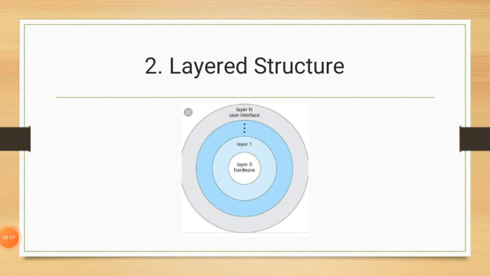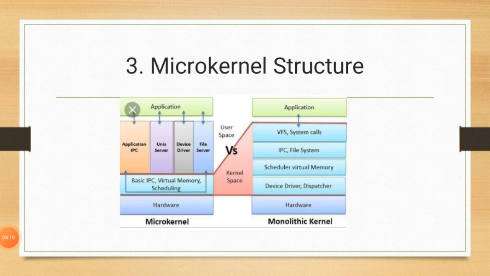Okay, so next is the microkernel structure. In this diagram I have mentioned both the microkernel and the monolithic kernel. As I told, in monolithic, the whole work is going to be done only by the kernel mode. There are two modes under the operating system, user mode and kernel mode, that we have already discussed in the second video. So in monolithic all the work is performed by the kernel mode.